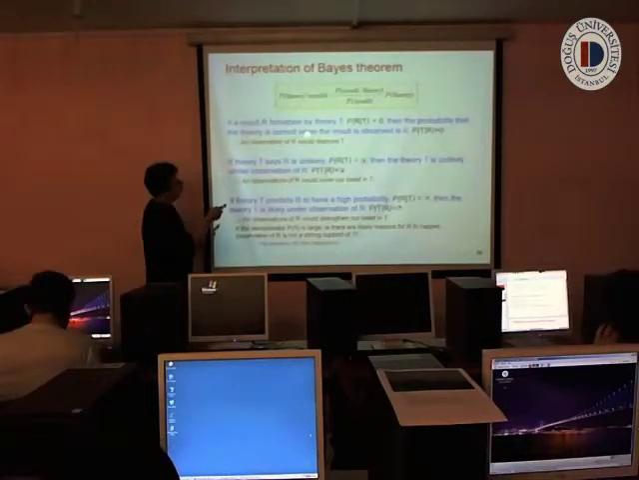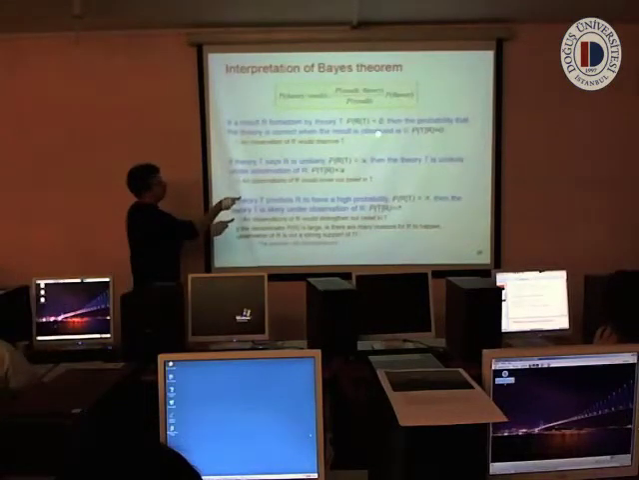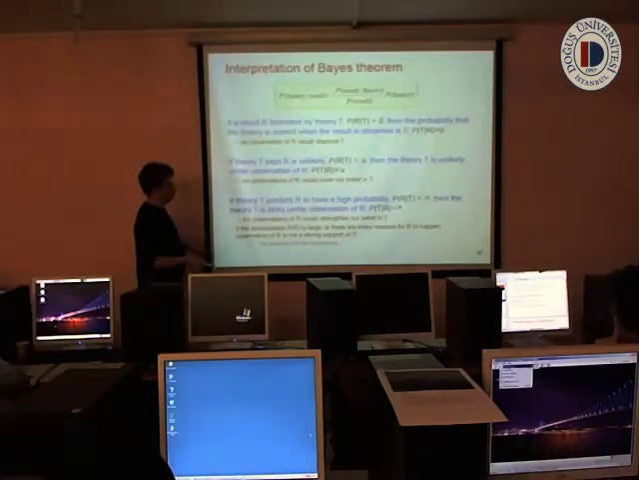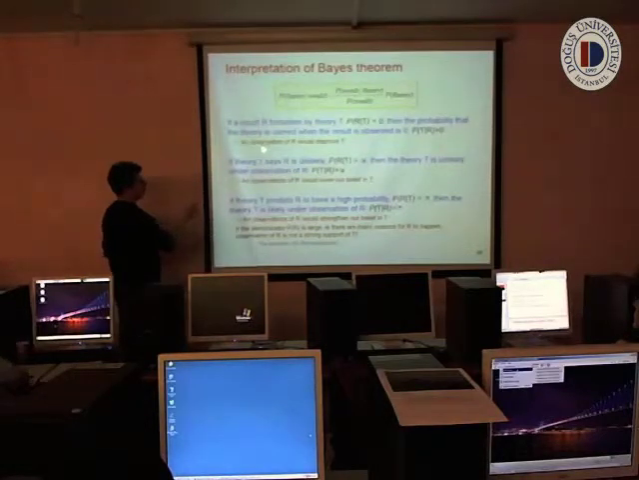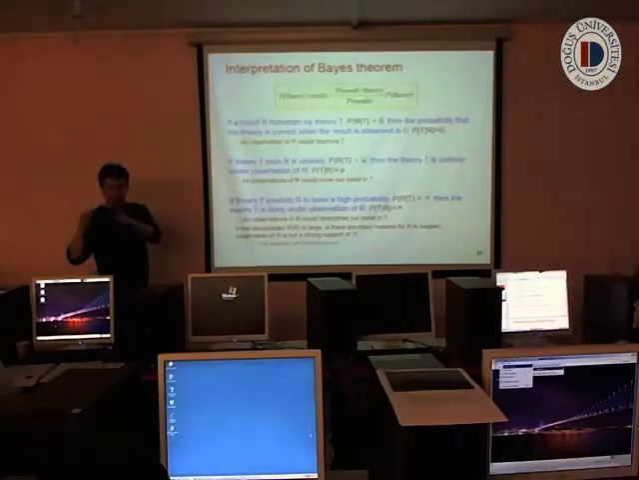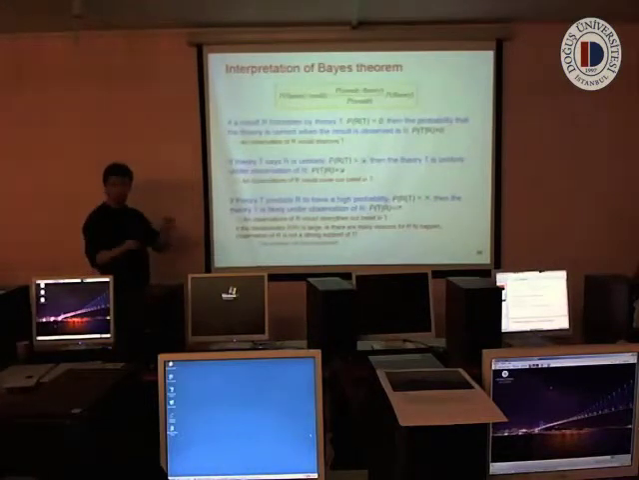Then the probability that this theory is correct if you do observe the result is 0. Because if the theory tells you it cannot happen, but it happens, then the theory must be wrong. So an observation of R will disprove the theory. So this is how Bayes' theorem turns the whole thing basically around.